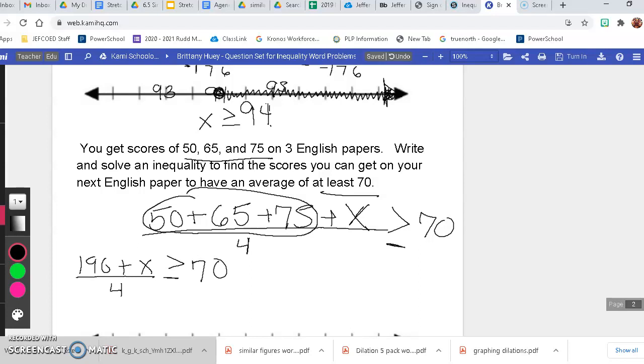Our next step, we want to get rid of this fraction. This is like saying divided by 4, so its opposite is to multiply by 4. And remember, if we do it to one side of the inequality, we got to do it to the other side because we want to make sure that we are keeping it balanced. So these are going to cancel out, leaving me with 190 plus x. Here is my inequality symbol, and 70 times 4 is 280.